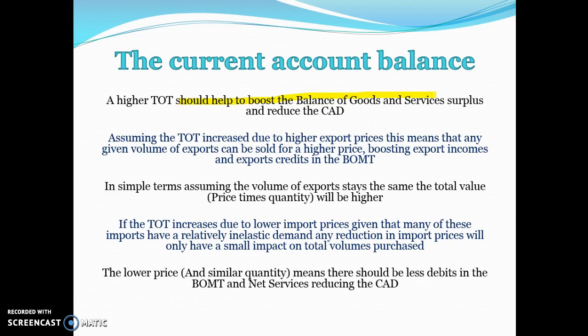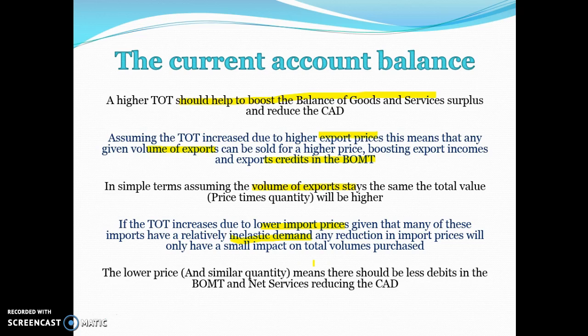The current account, finally. A higher terms of trade should help to boost the balance of goods and services surplus and reduce the current account deficit. So if the terms of trade increases because of higher export prices, it means we're getting a higher value of exports for any given volume. There's more money coming in for the same volume of exports, and that leads to more credits in the balance of merchandise trade. And we need to remember that we're assuming volumes stay relatively constant because the demand for these commodities is quite inelastic. If the terms of trade increases due to lower import prices, most of these products have an inelastic demand, so again it's going to lead to fewer debits in the balance of merchandise trade.